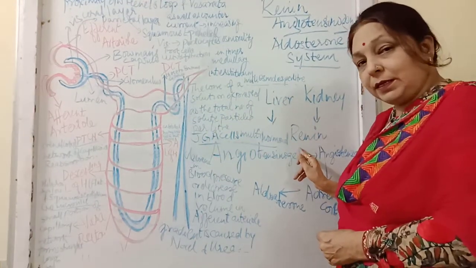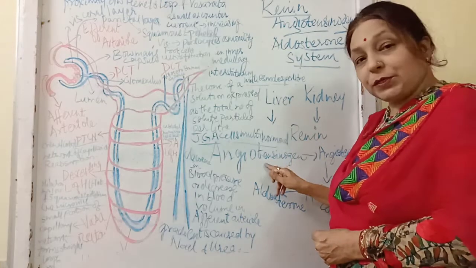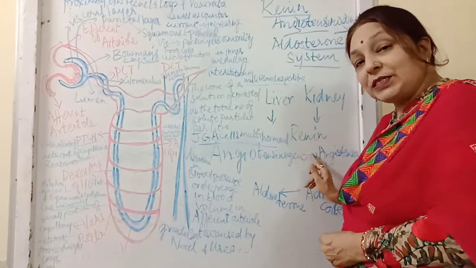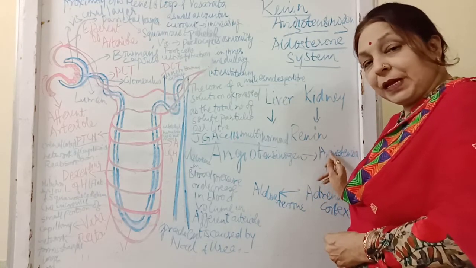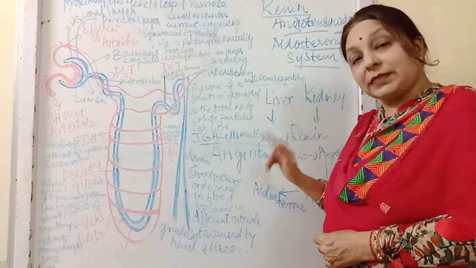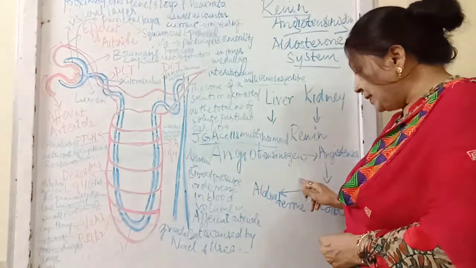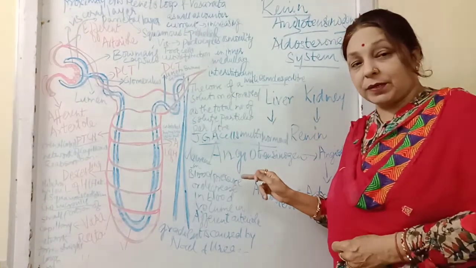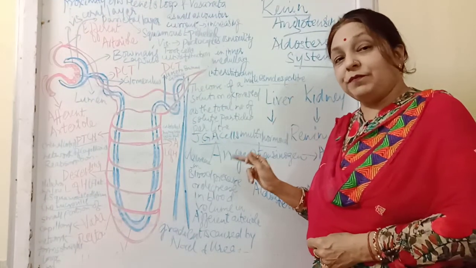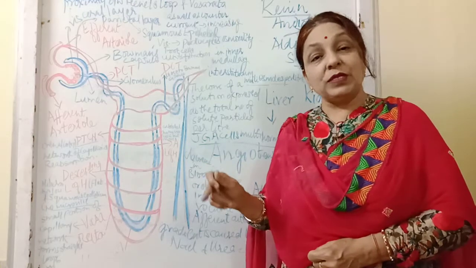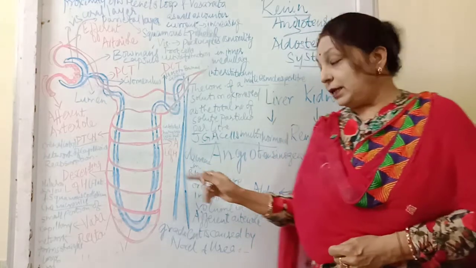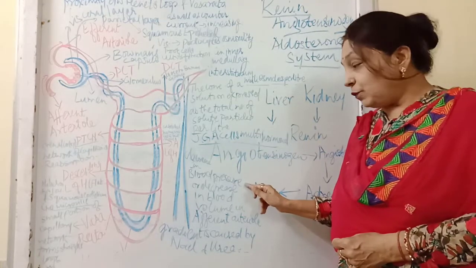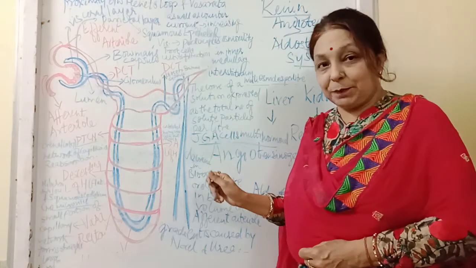This renin converts a peptide hormone, that is angiotensinogen, into angiotensin 1 and then into angiotensin 2. This angiotensin 2 acts as a powerful vasoconstrictor. It constricts the blood vessel, thereby raising the blood volume or increasing the blood pressure.